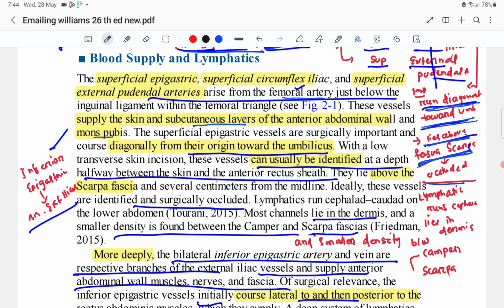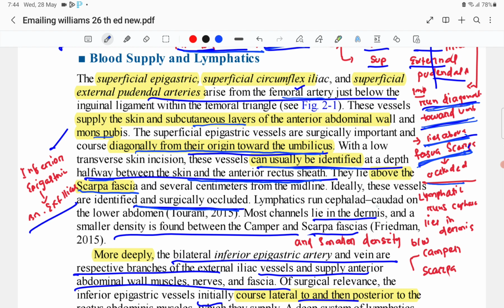Superficial epigastric vessels are surgically important. They course diagonally from their origins toward the umbilicus. With a low transverse skin incision, these vessels can be easily identified at a depth halfway between the skin and the anterior rectus sheath. They lie above Scarpa's fascia, several centimeters from the midline. Ideally, these vessels should be identified and surgically occluded. So this is the basic anatomy, and this is the applied anatomy. Then you should go to the lymphatics.